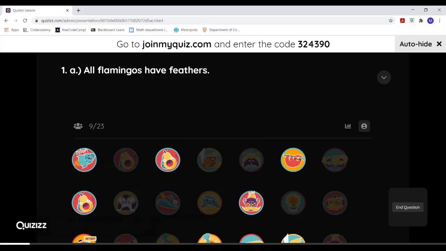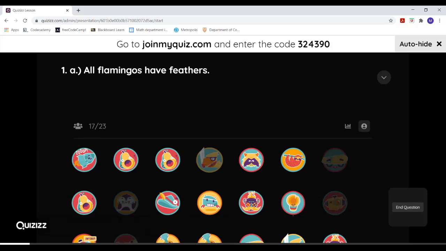Now we want to know what this says. If flamingos then feathers is what we're saying. All flamingos have feathers is like saying if it's a flamingo, then it has feathers. So what does that Venn diagram look like for if flamingo, then feathers?